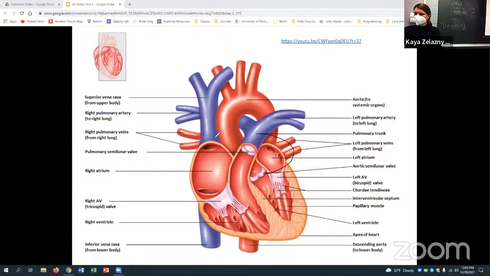Otherwise, atria are on top. So you have a right and a left atrium. Ventricles are on the bottom. So you have a right and a left ventricle. But the flow of blood is down one side and then down the other side. So right to right, left to left, atrium to ventricle.